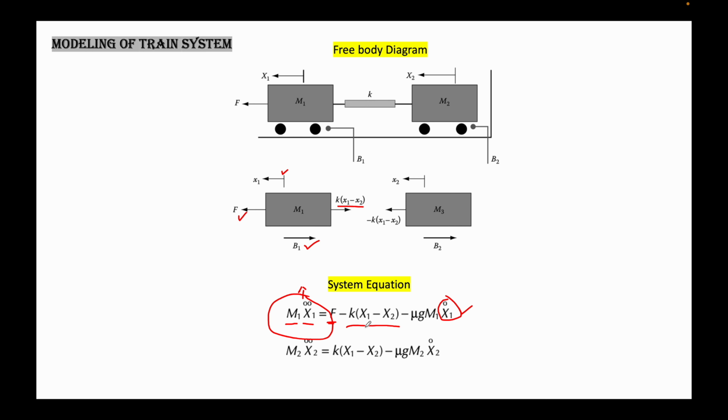And then for mass m2 we have the part which is representing m2 into acceleration of m2, which is the mass into acceleration, which is equivalent to the spring constant into the relative displacement that is created, plus minus the friction force that is acting on this particular body. So this is the system equations for the entire system.